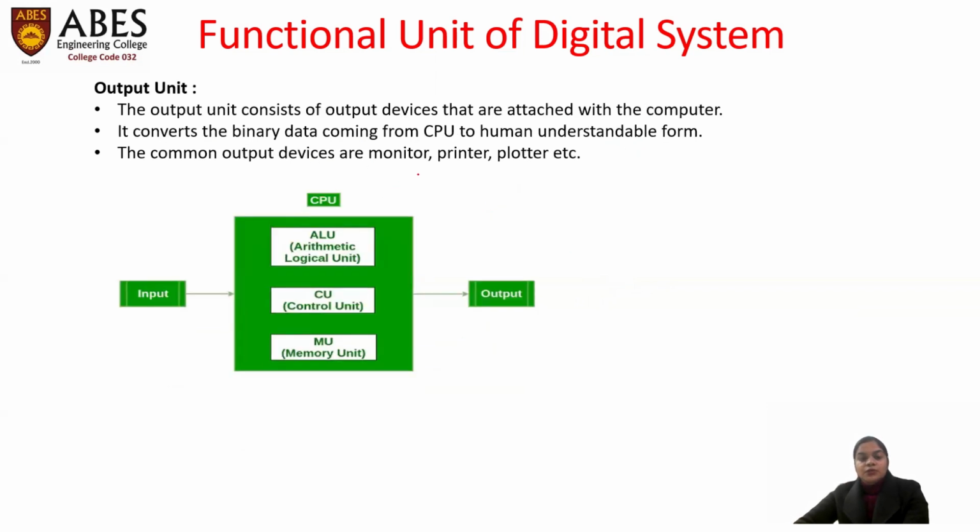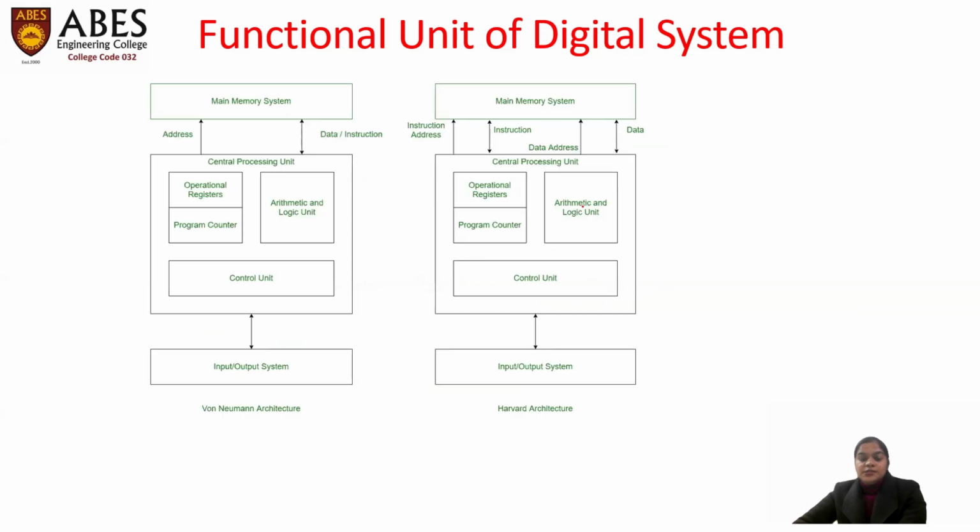Third is the output unit. As mentioned, it converts the binary data coming from the CPU into a human understandable form, and various output units include monitor, printer, plotters, and many other output components from where the user can read the output, right? So these are the main functional units of a digital system.